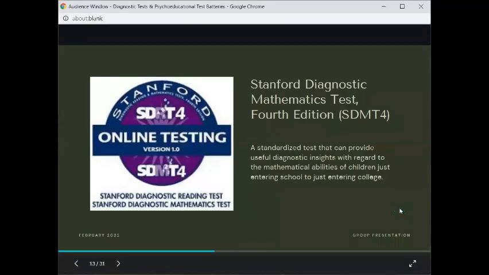So first, let's talk about the Stanford Diagnostic Mathematics Test, 4th edition. It is a standardized test. It measures mathematical proficiency in the basic concepts and skills for students that are just entering school or just entering college, while emphasizing problem-solving concepts and strategies. The test identifies specific areas of difficulty for each student in grades 2 through 12 so that teachers can plan appropriate intervention. It can be administered individually or with a group.